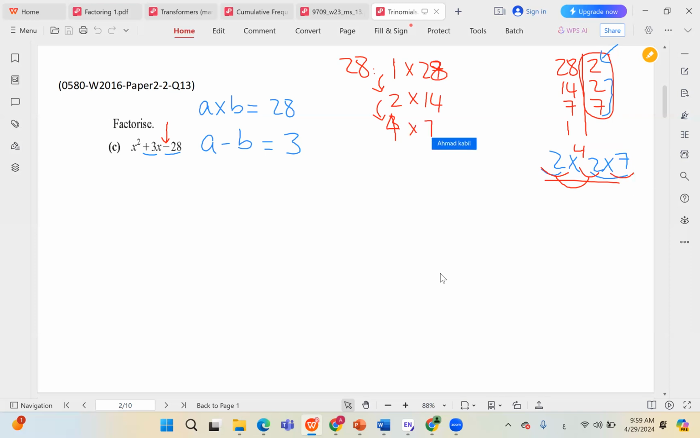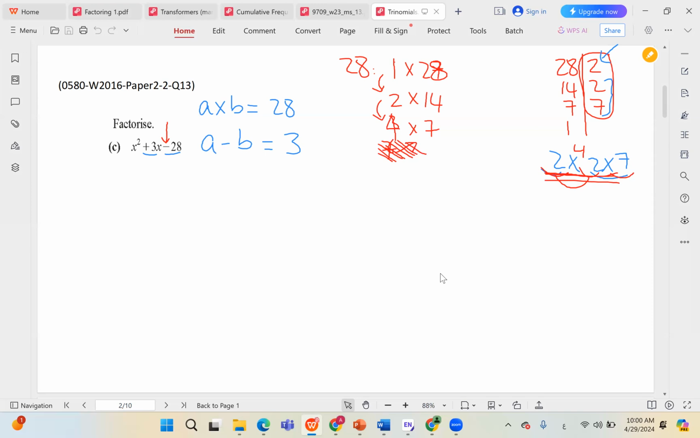Do we have 5? 5 is a prime number and it does not exist here. Do we have 6? No, we don't, again, because we don't have 3. We have 7. Yes, we have 7, but we already wrote 7 here, so there is no need to continue. We are done. These are the factors of 28.